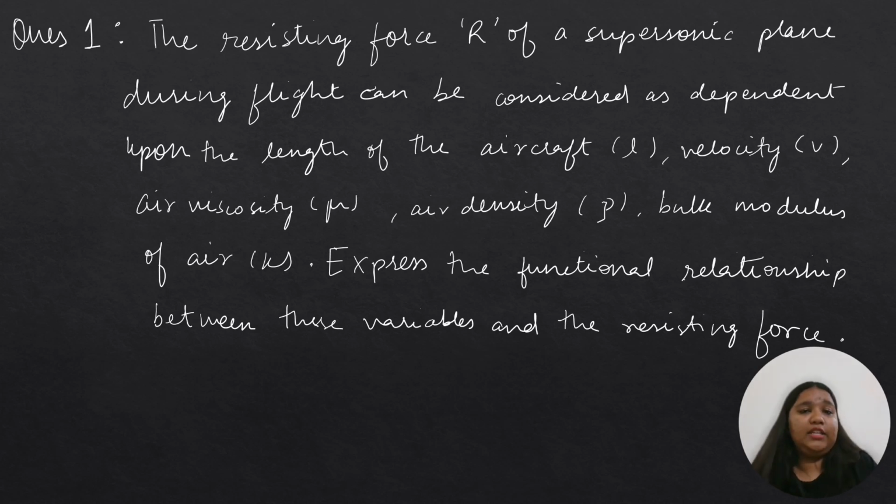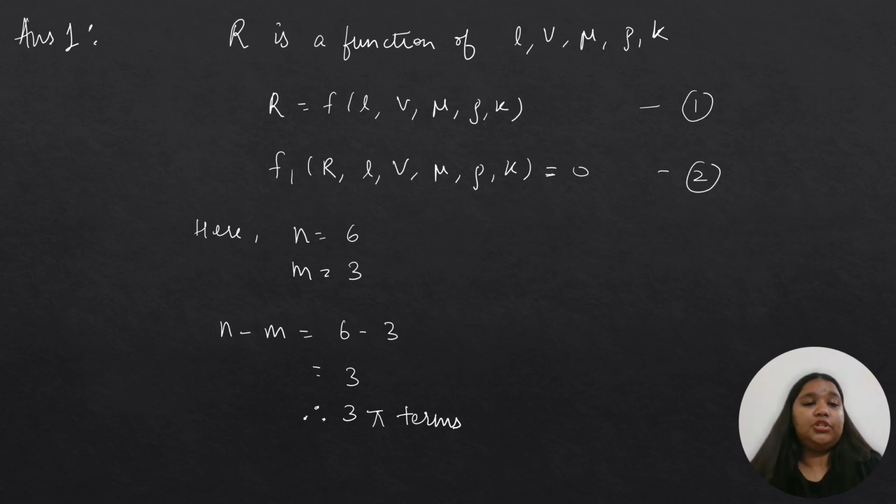So I will explain it using one question. Our question 1: the resisting force R of a supersonic plane during flight can be considered as dependent upon the length of the aircraft L, velocity V, air viscosity mu, air density rho, and bulk modulus of air K. It is asked to express the functional relationship between these variables and the resisting force. To proceed with this question, we will first write that R is a function of L, V, mu, rho, and K. Then write it in equation form: R equals F of L, V, mu, rho, K.